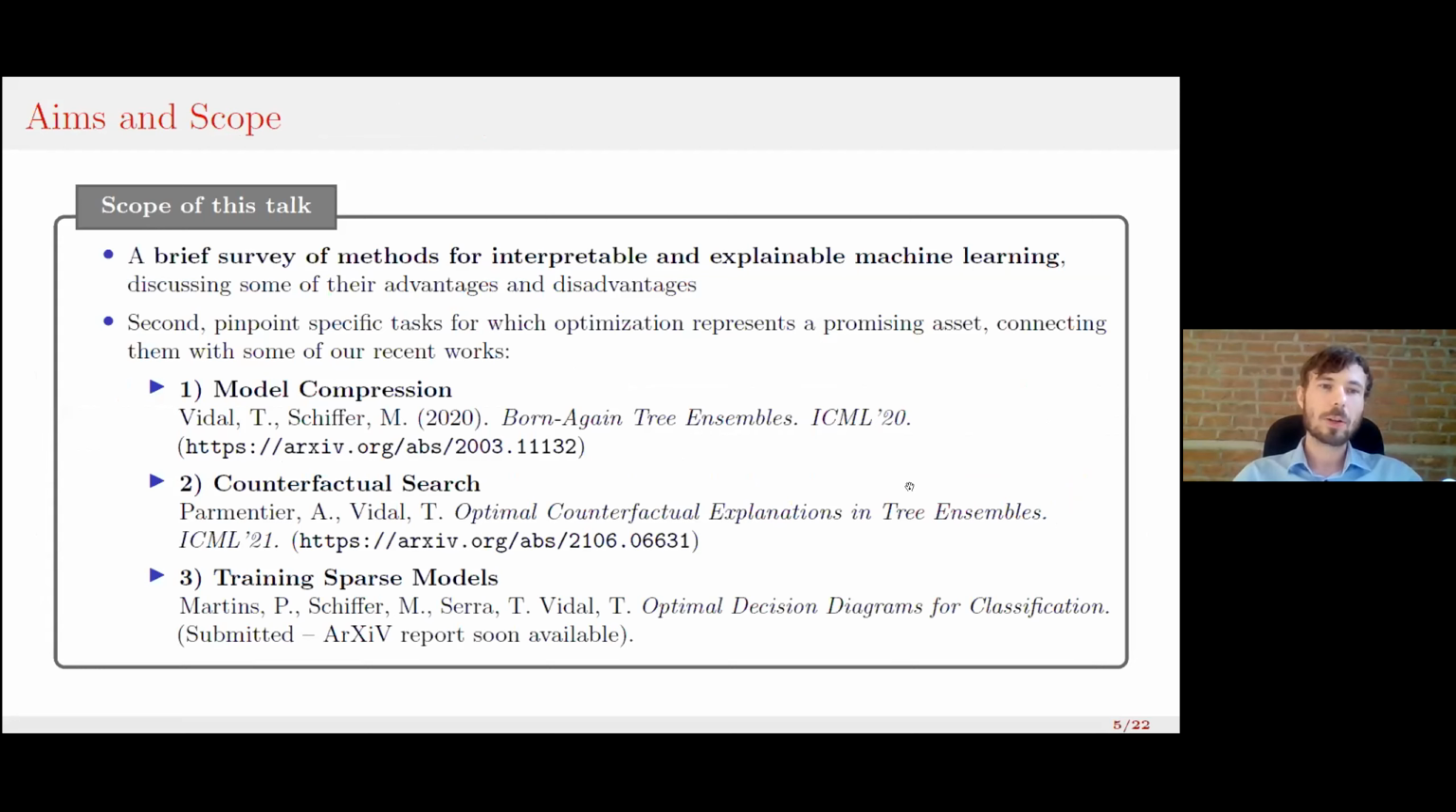So in this talk, we are going to make a first part of, let's say, 20 minutes that reviews classical studies and methods in interpretable ML. And then I'm going to pinpoint, in connection to recent work, 3 specific applications where there is a lot to be gained by using combinatorial optimization in that context. So 2 of these papers and works have been already published, and the last one is a kind of work in progress that should soon appear as a report.